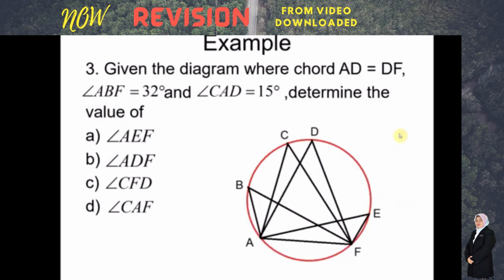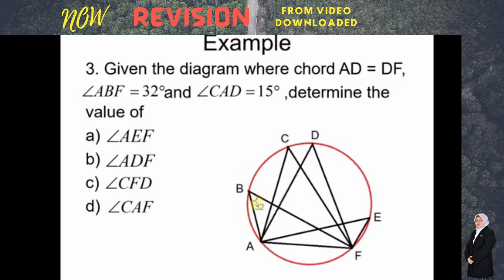Example number 3. Given the diagram where chord AD equals DF, so AD equals DF, angle ABF equals 32. Remember, ABF means you look at the B here, so angle ABF here is 32.